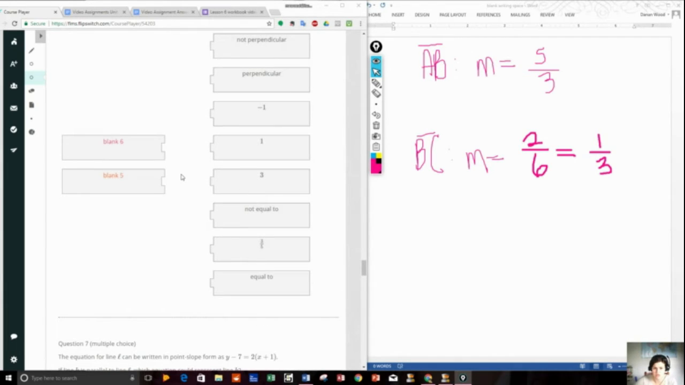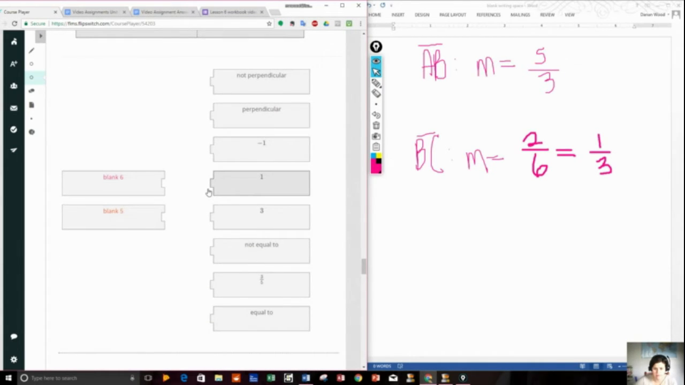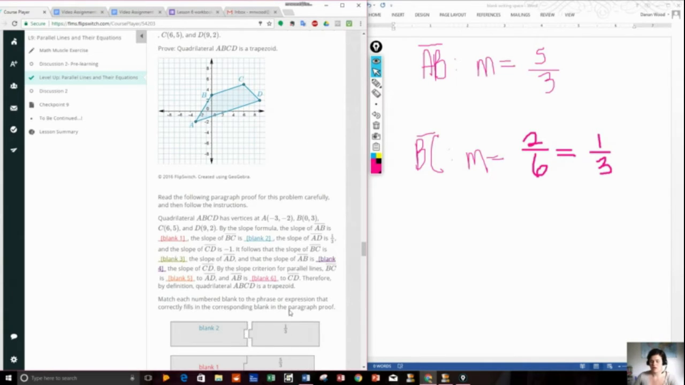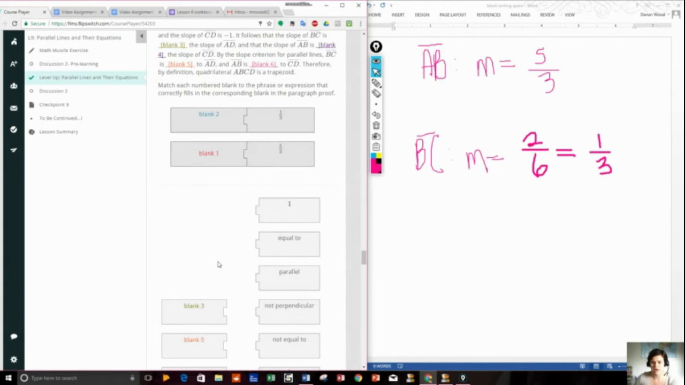to, not equal to, that we need to rearrange what our blank 4 and our blank 3 is. Okay, so since I want to change the option for blank 3 and 4 to equal to and not equal to, so that blank 5 and 6 can be parallel and not parallel, I'm going to click on the blank 3, blank 4, and it sends those back.